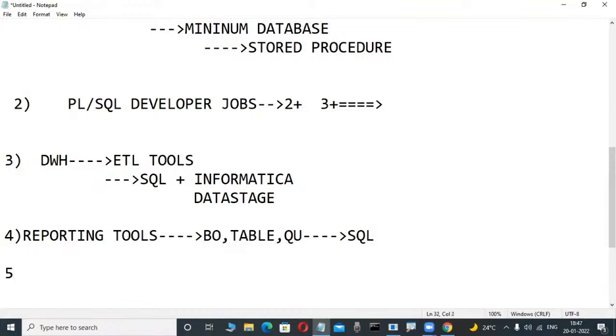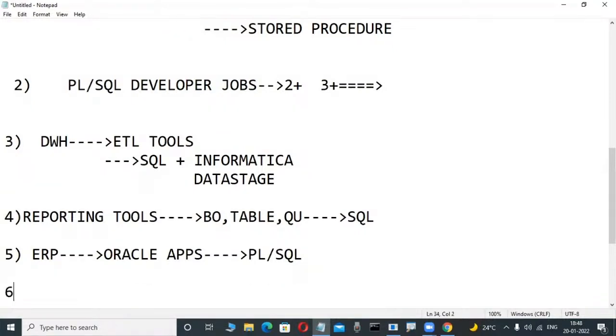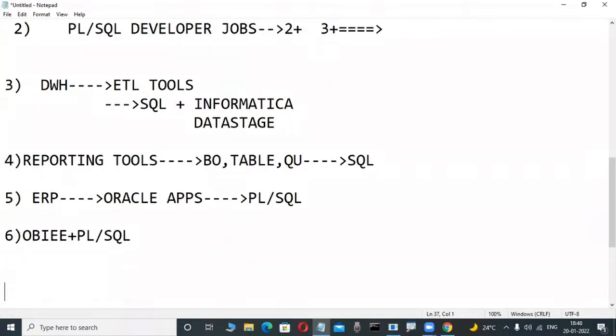Again, some programmers are interested in the ERP side. Oracle Apps is an ERP, same like SAP. Oracle Applications 11i is there. These people need very good knowledge of PLSQL, so they also learn these courses. Again, there are OBI programmers, and OBI is a product that also comes with PLSQL jobs. Those people also learn these courses.